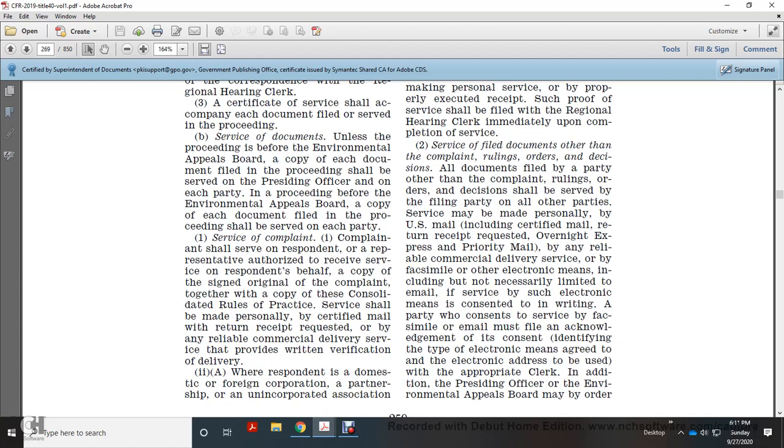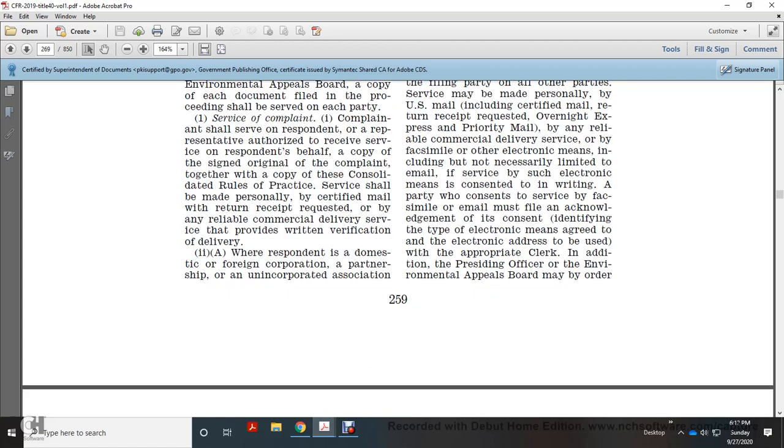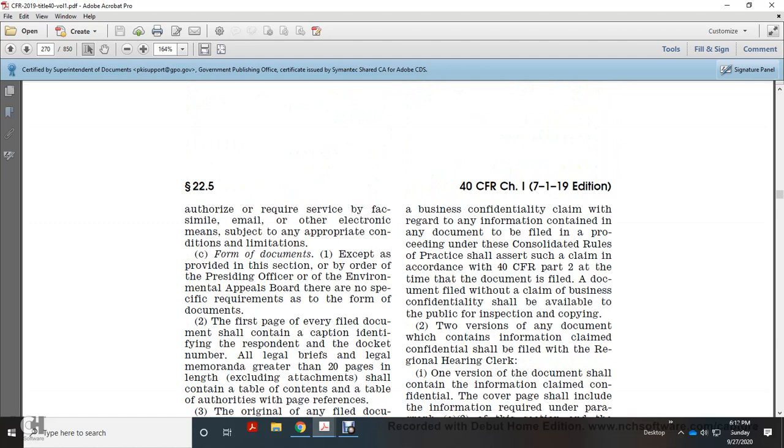It must identify the type of electronic means and the electronic address, filed with the appropriate clerk, or as the presiding officer or Environmental Appeals Board may order. Authorized service by email or other electronic means is subject to the conditions and limitations on the form of the document accepted as provided in this section, and as ordered by the presiding officer or the Environmental Appeals Board.